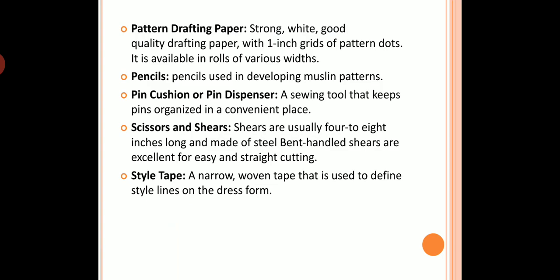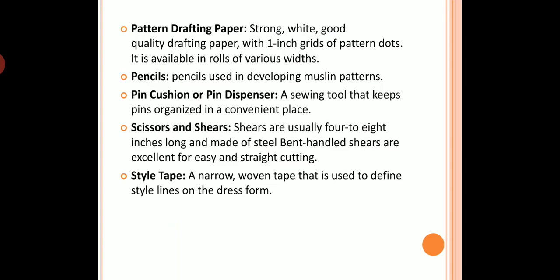Then pencils. There can be different types of pencils which are used on the muslin itself as well as on the brown paper itself. On the muslin we can use sketch pens also, tailor's chalks, but generally we prefer using a pencil or a pen for marking the pattern outlines on the muslin.